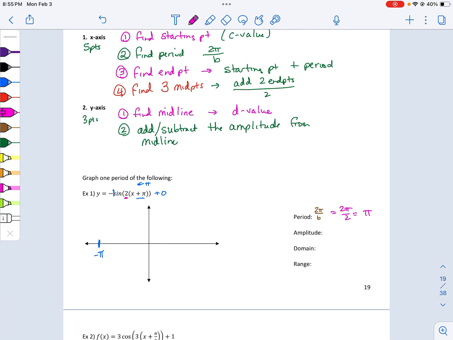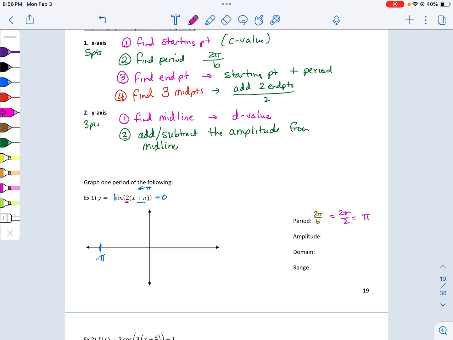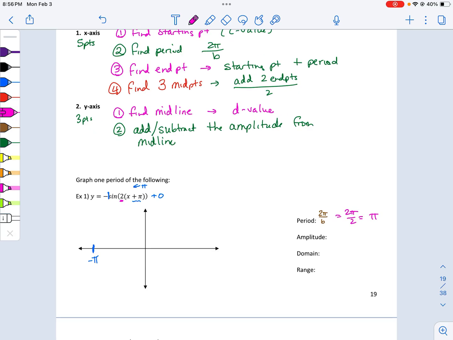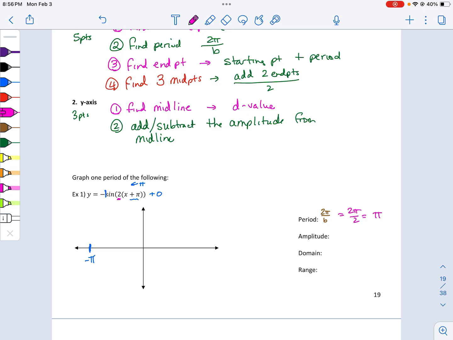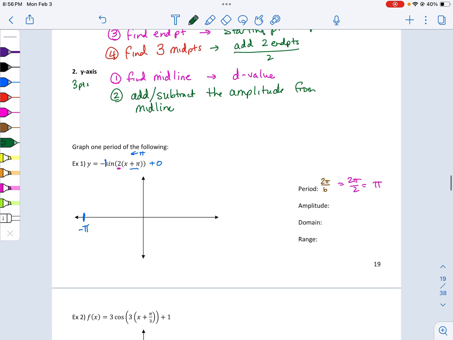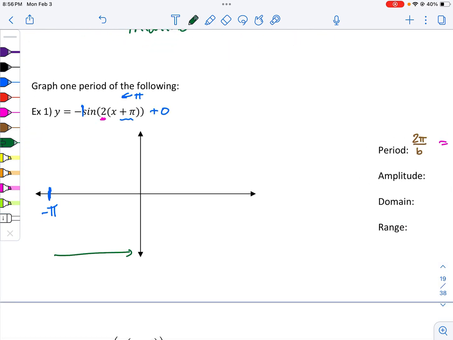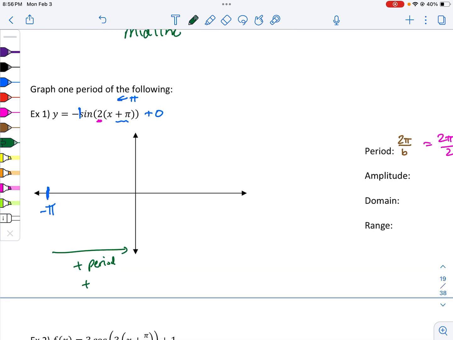All right, so far we did step 1, we found the starting point. Step 2, we found the period. Those weren't too bad. So now we've got to find where this graph would end. If we start over here at negative pi, what I'm always going to do is find my end point by adding the period. This period is just pi, so I'm going to add pi. Well, if I take negative pi and add pi, that puts my end at 0. So my entire sine graph is going to happen in between negative pi and 0.